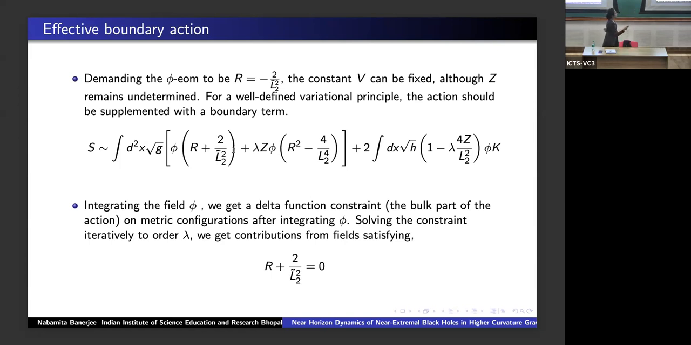The Gibbons-Hawking term is still only the extrinsic curvature with the coefficient having the data. So you can also show that this is what you will boil down to if I start from the 4D and then do dimensional reduction also.